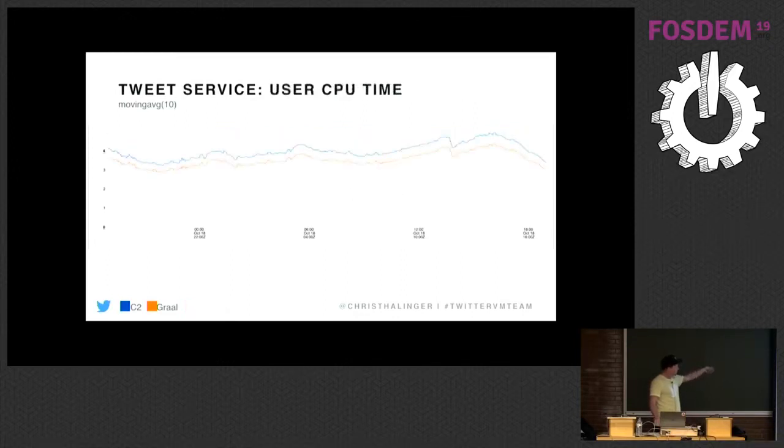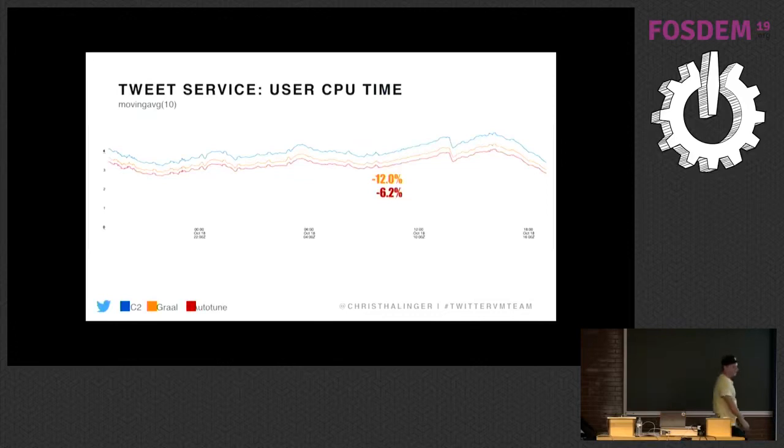And this is user CPU time. As you've seen in the beginning, that's about 12%-ish in that particular run. It varies a little bit. And with auto-tune, we can bring that down another 6.2%, which gets us to 18% less CPU.